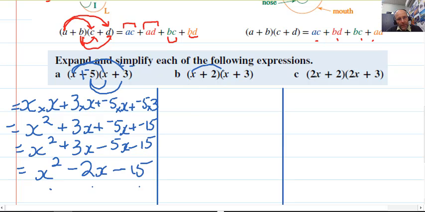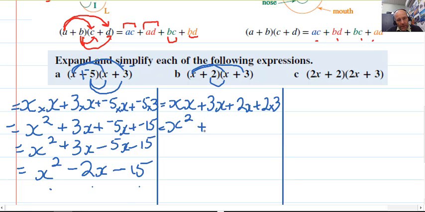The middle one now, okay, so we've got first by first is x by x. I'm going to drop the times signs now. First by second is 3 times x. I'm putting the number first. Second by first is 2x. Second by second is 2 by 3. Oh, I cheated. I put a times in there. Okay, equals x squared plus 3x plus 2x is 5x. See, I'm going quicker this time. And 6. Ta-da!